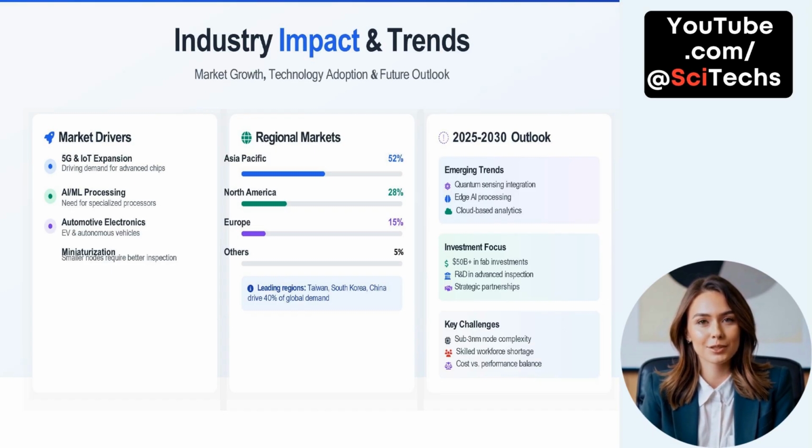Looking ahead to 2025-2030, emerging trends include quantum sensing, edge AI, and cloud-based analytics. Investment will exceed $50 billion in fabs, with heavy focus on R&D and strategic alliances. However, challenges remain, including sub-3 nanometer complexity, skilled labor shortages, and balancing performance with cost.